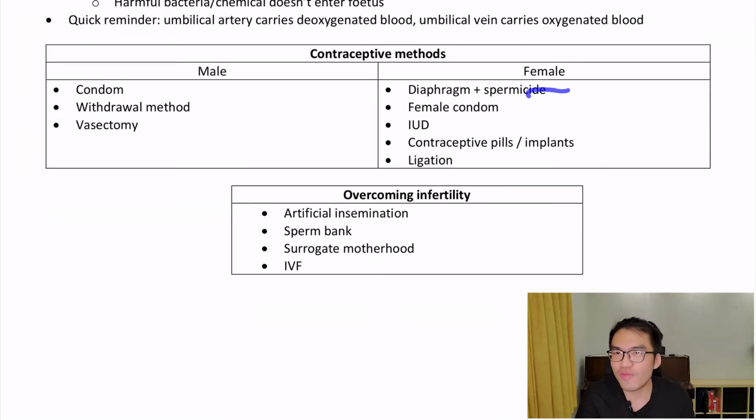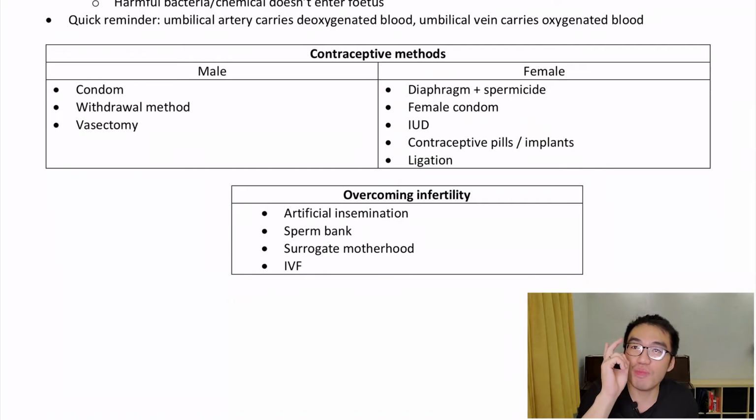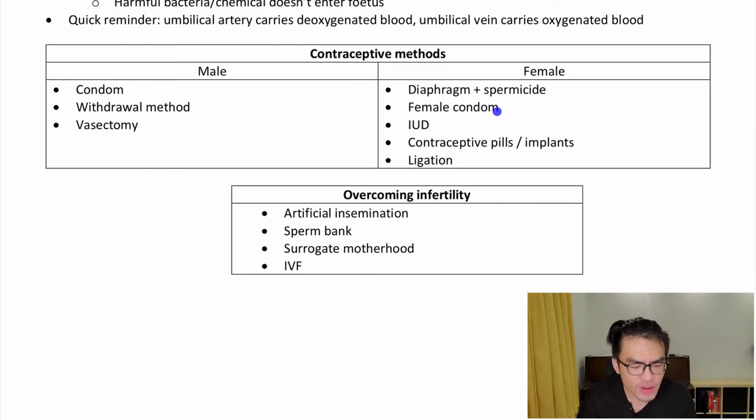Okay, female, you have more methods here. You have the diaphragm and spermicide. Why do I group them together? You need to use both to make them useful. If you just use either one of them alone, it's not going to work. And then your female condom, not very common. IUD is the T-shaped thing put in the uterus. This is to stop implantation.